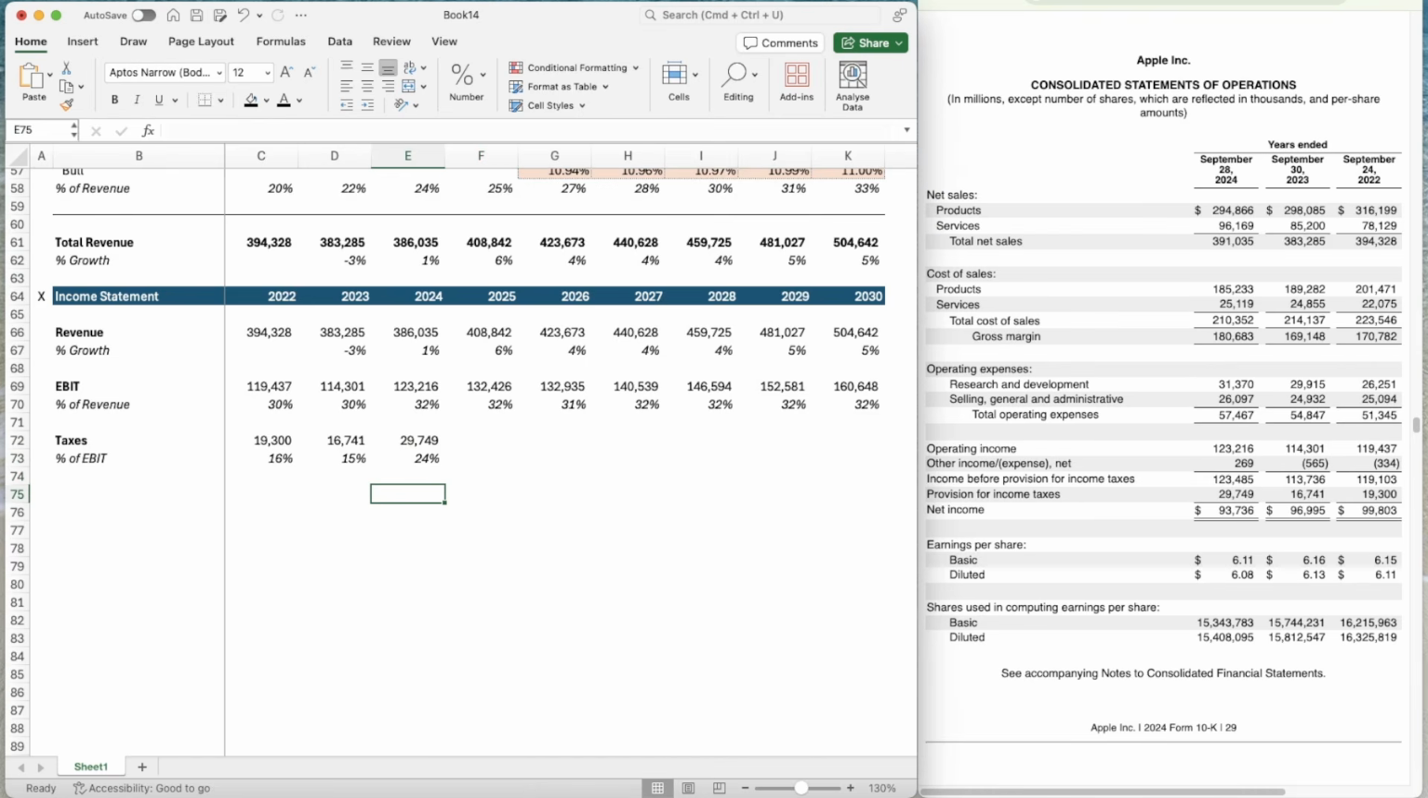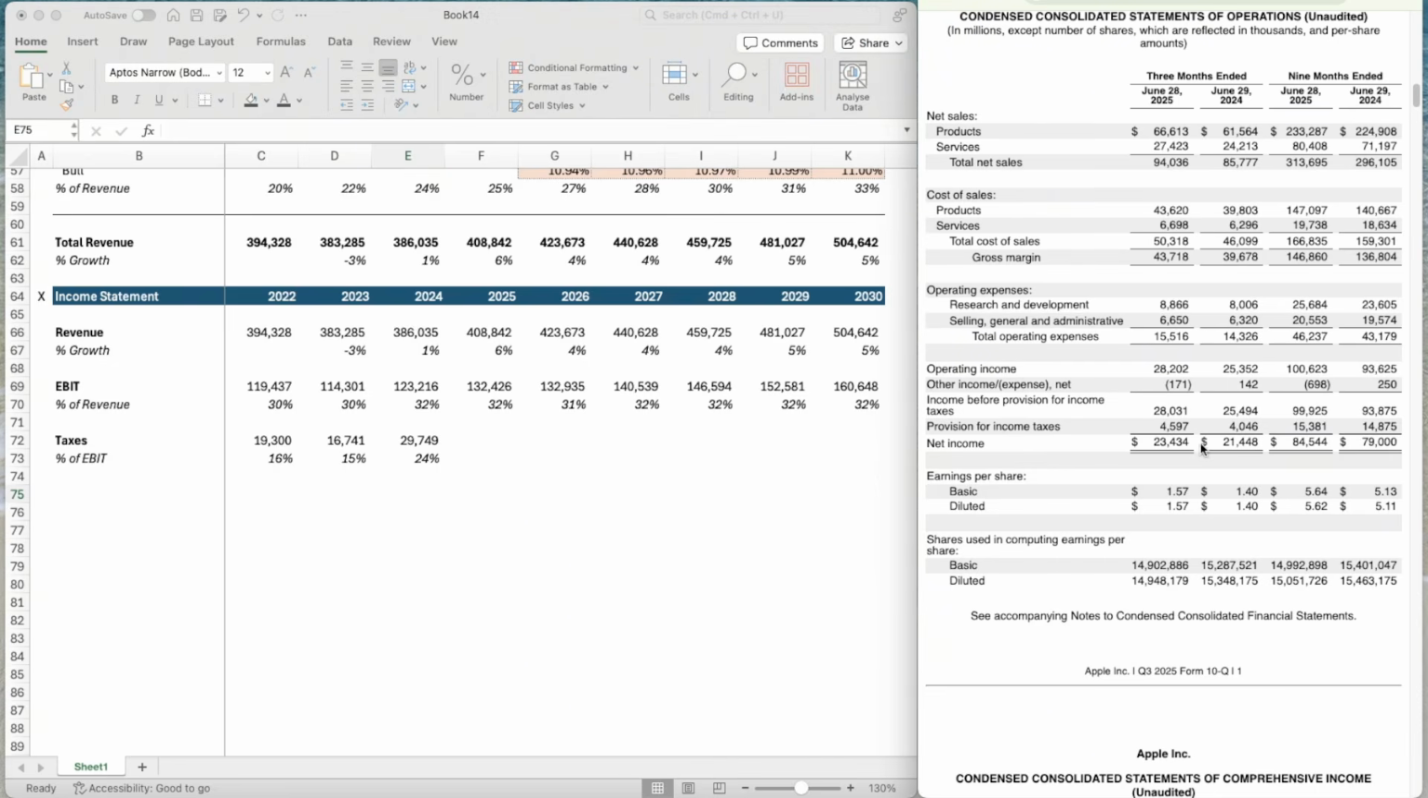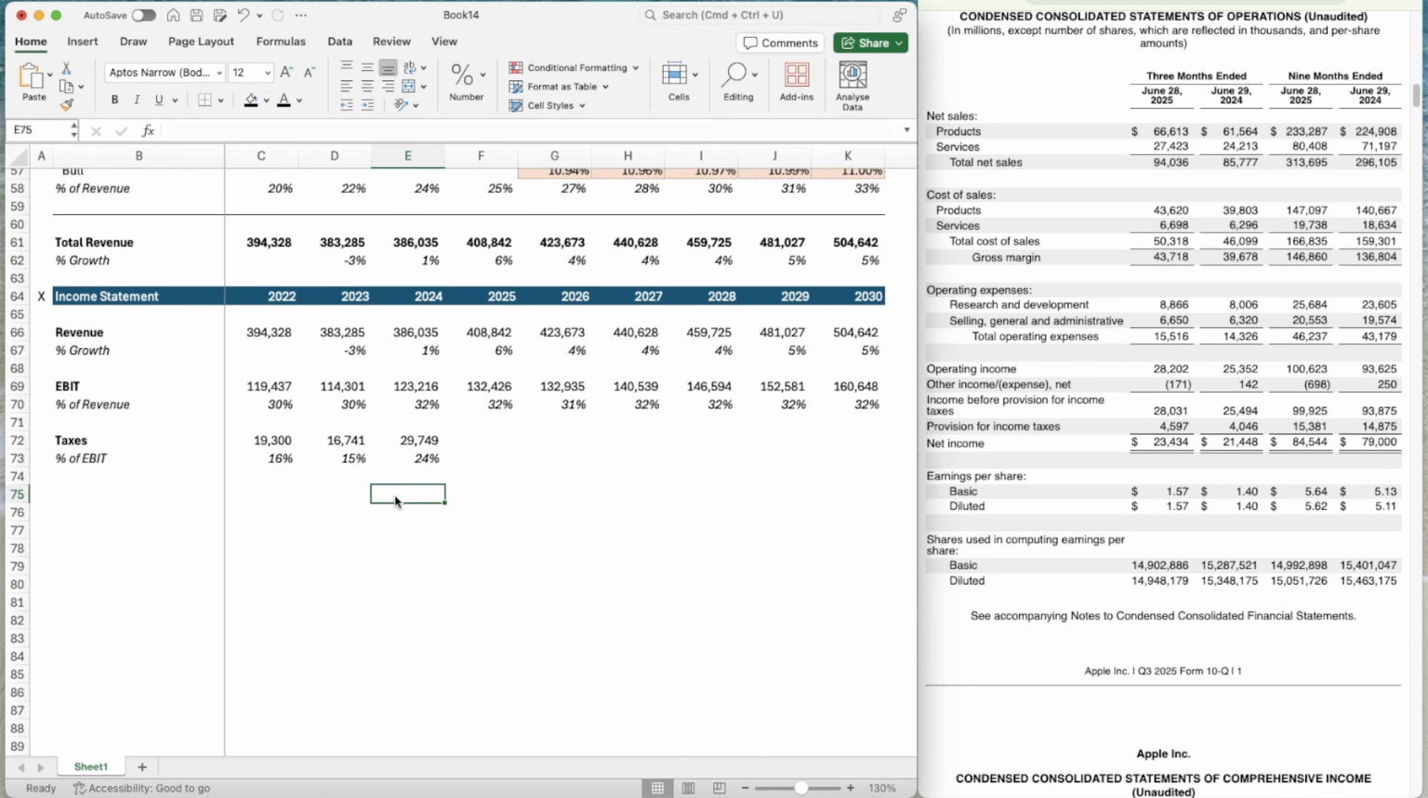Okay, 2025, where is it? Provision for income taxes equals 14,875 divided by 14,875. Oh wow, 15,381 multiplied by 1.99993277.